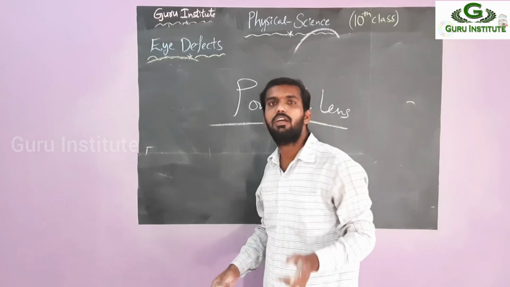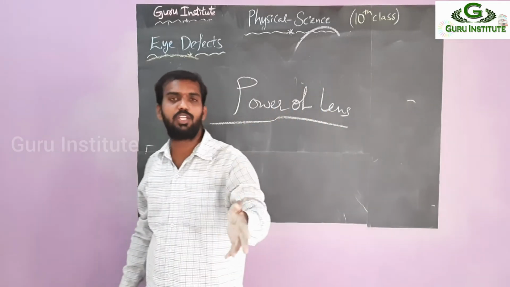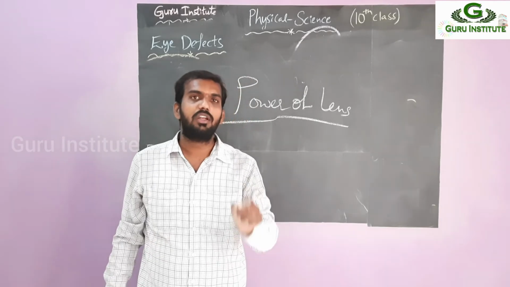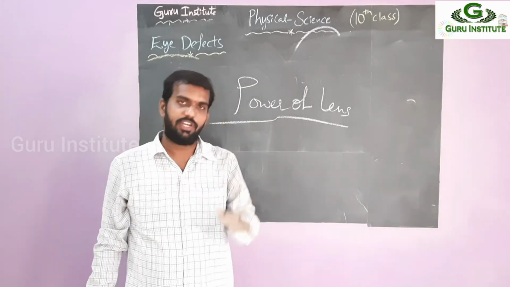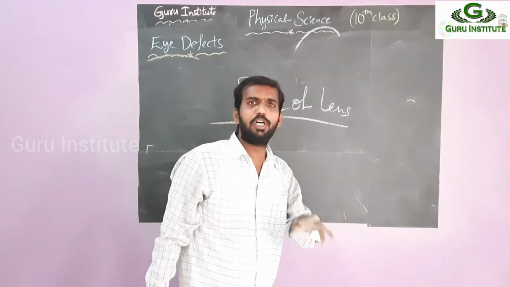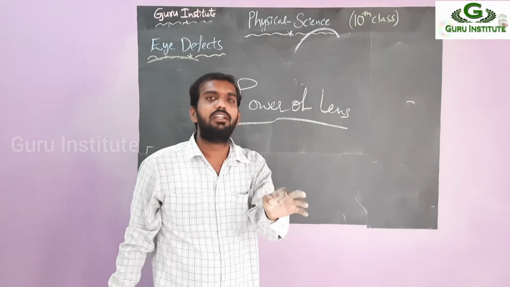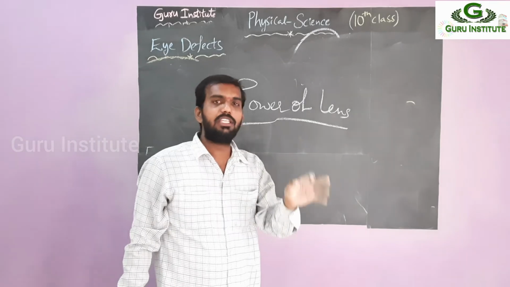Just now we discussed it: -1, -1.5, -2, -2.5. That number indicates the actual value of the defect, and whether it is positive or negative. Positive means hypermetropia, negative means myopia, right? So that number is called the degree.